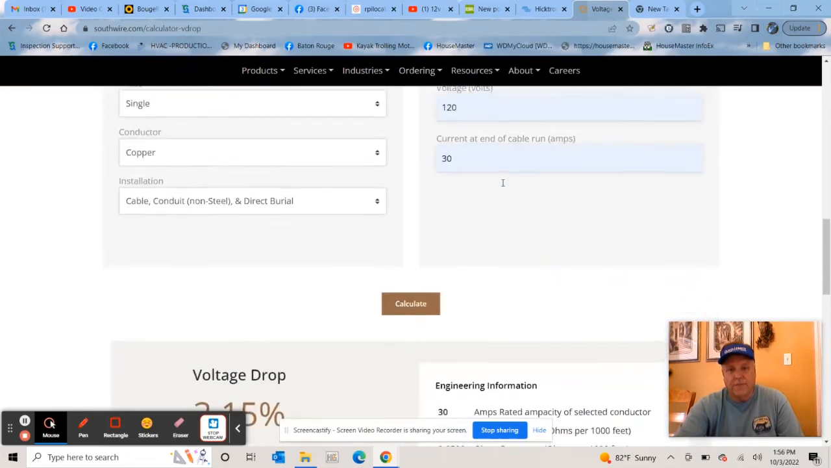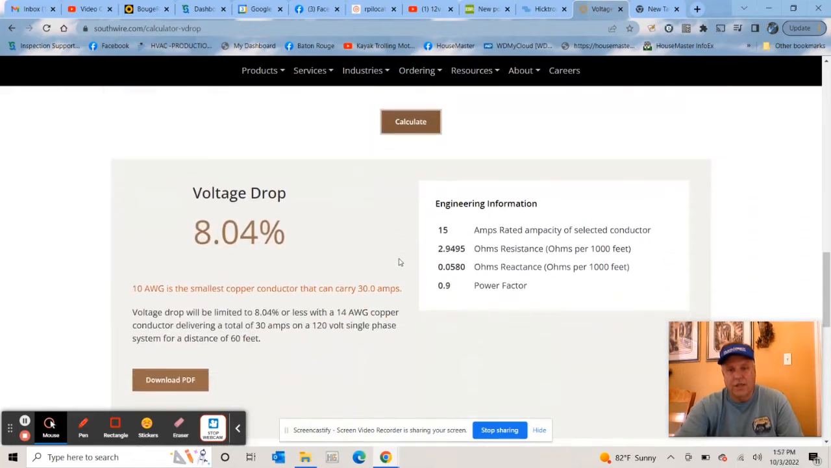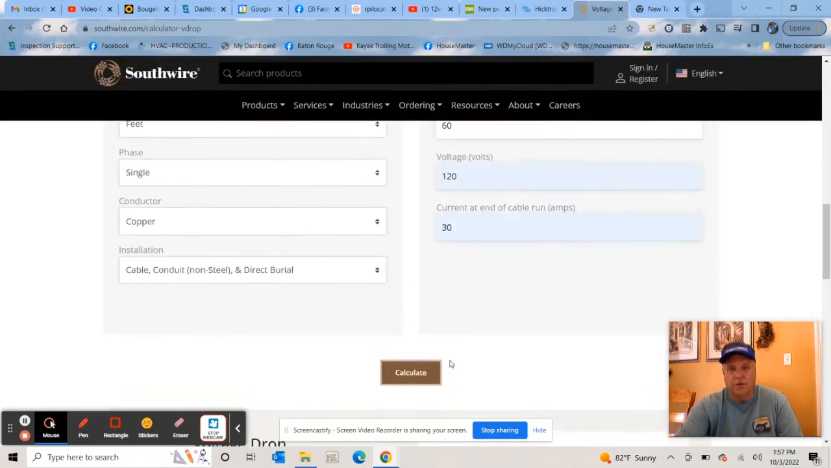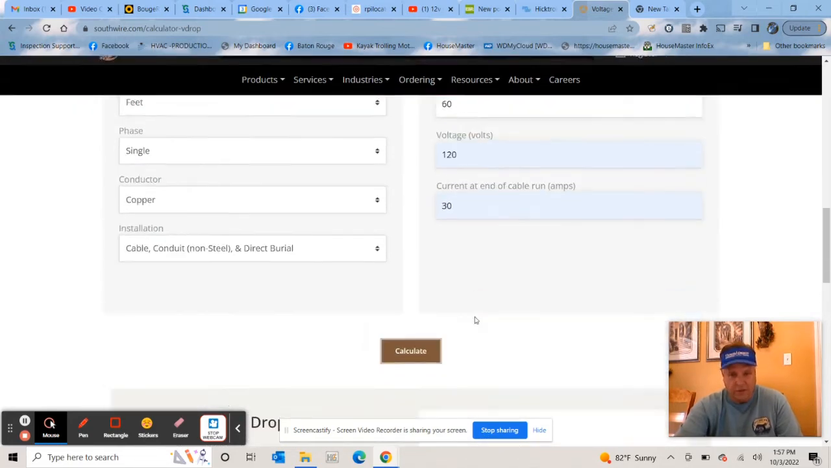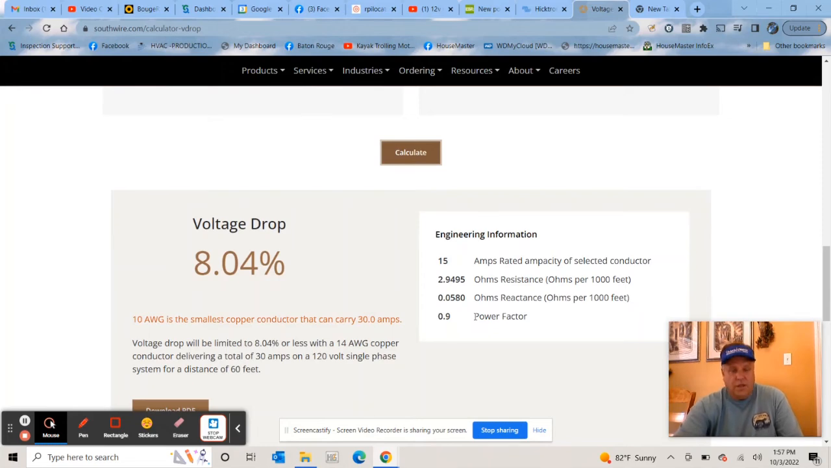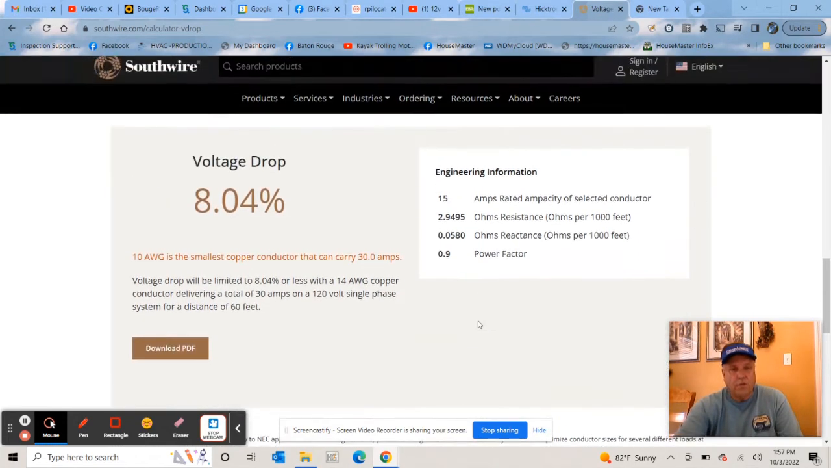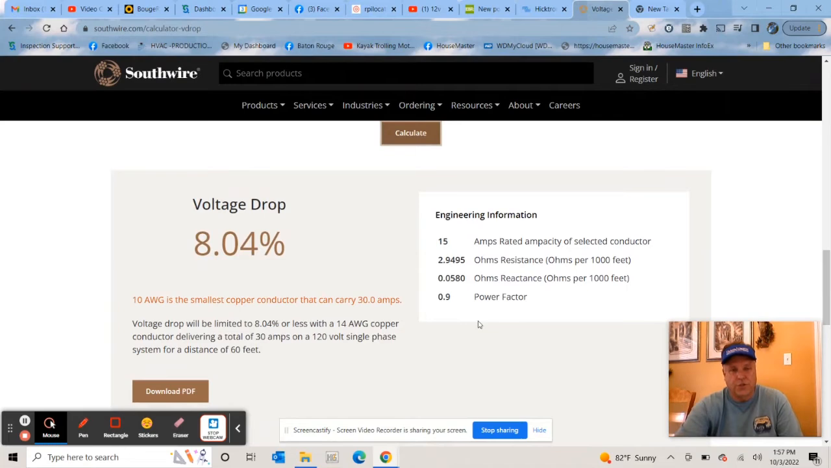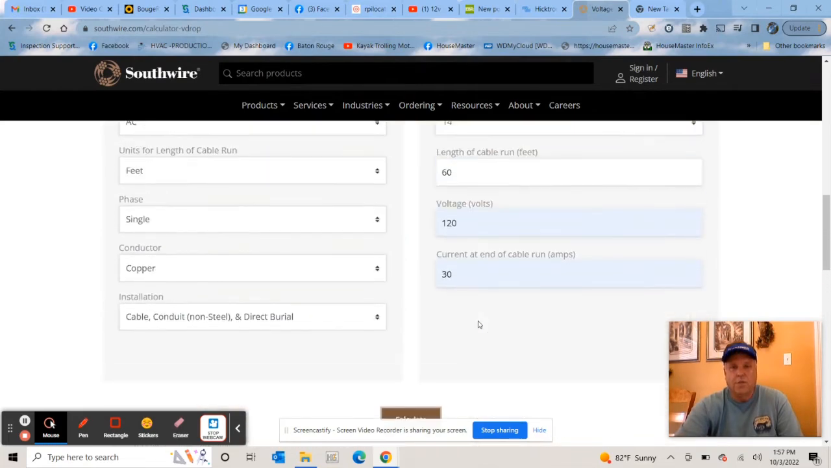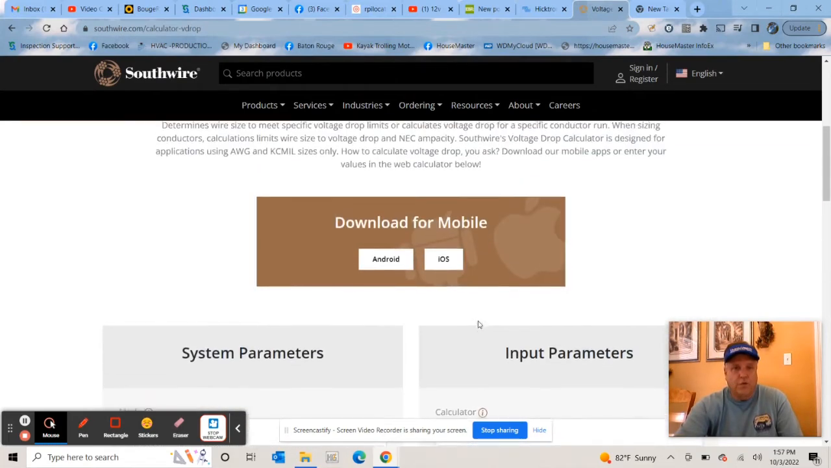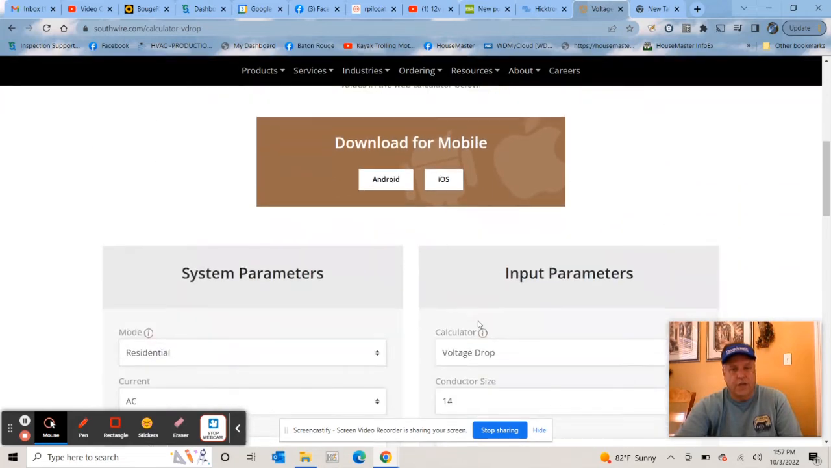So if we click that and we go to calculate, you see we've got a huge voltage drop now, and there's no way we could run 60 feet of extension cord that tiny. There's just too much resistance, losing too many volts. So that is just a little overview of the Southwire voltage drop calculator.